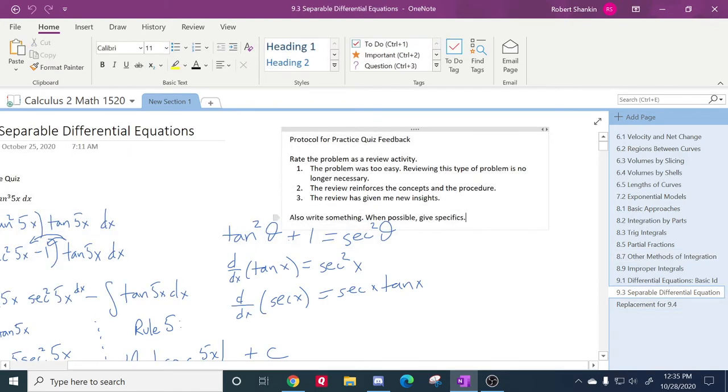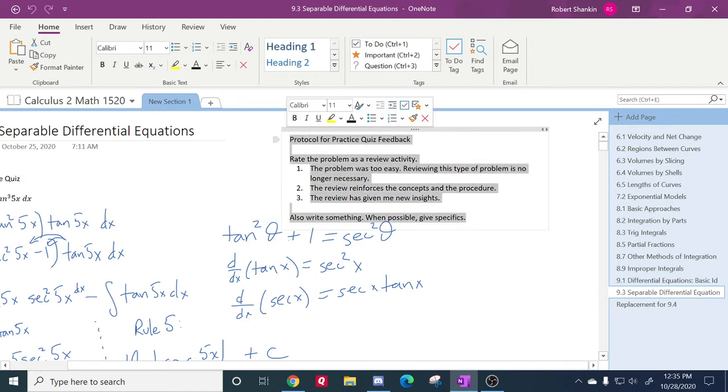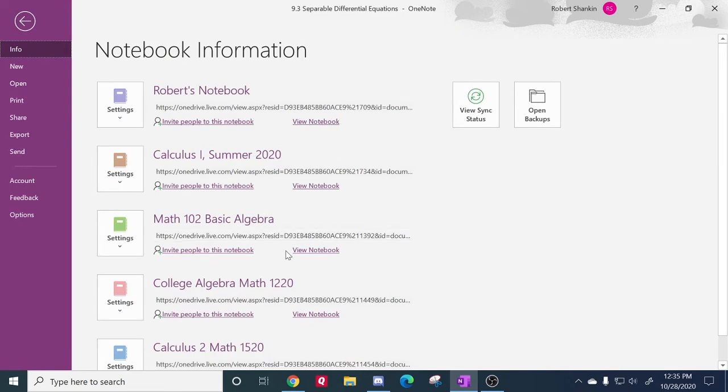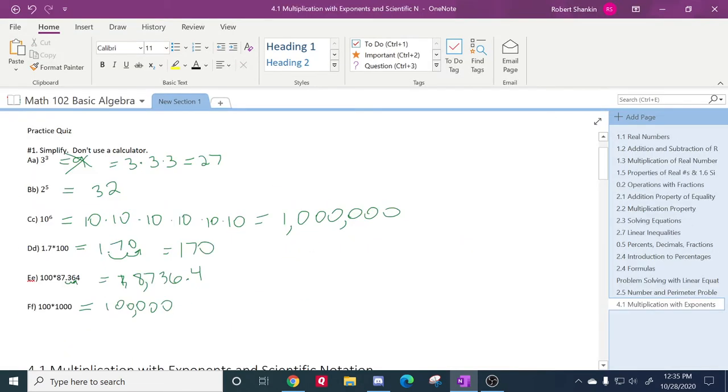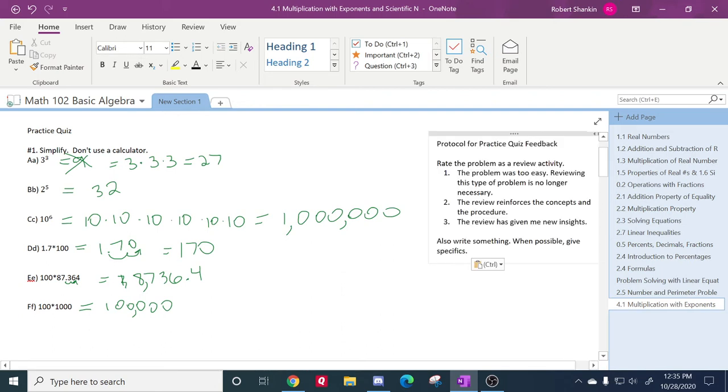Let me have you give me a little feedback. I want you to use this little protocol for the feedback. I was having you give me information on whether you got it right or not. Don't bother with that. Just give me the review. Rate the review activity. The problem was too easy. Reviewing this problem is no longer necessary.